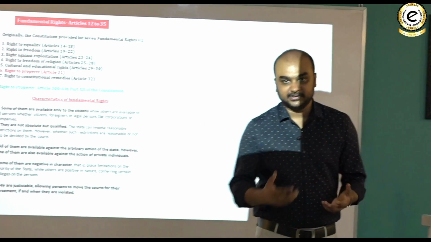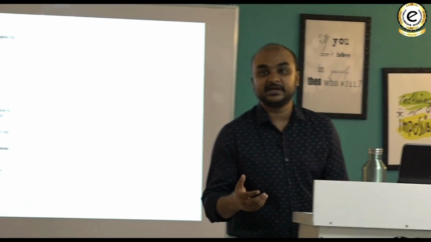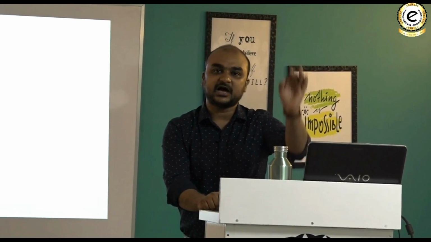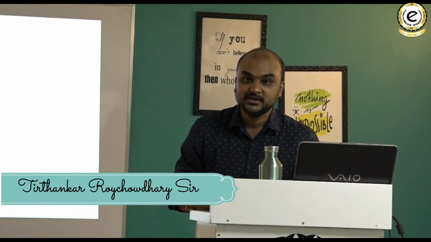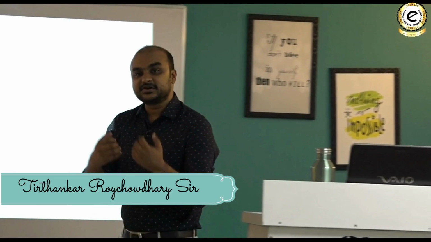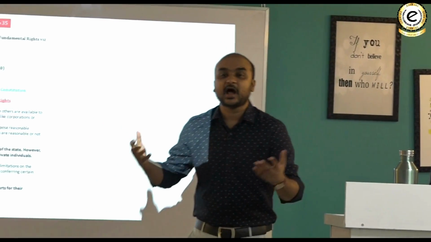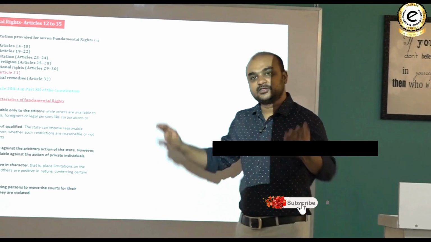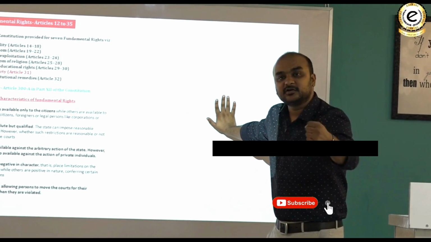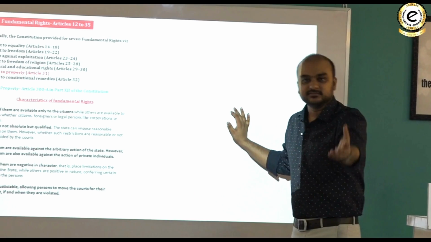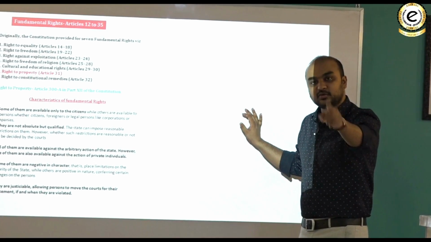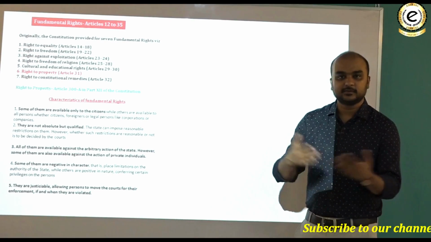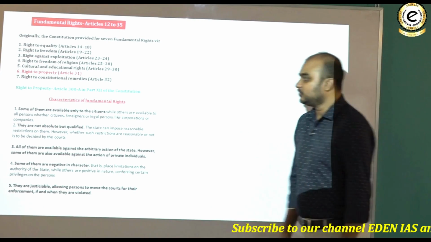Think of Article 15, which says that the state shall not discriminate against any citizen only on grounds of religion, race, caste, sex, place of birth, or any of them. So this right, which is the right not to be discriminated against in an arbitrary fashion by the state, is available only to the citizen. Similarly, think of Article 19, which confers some basic freedoms on the individual. They are also limited only to the citizens. Whereas think of Article 14, which says right to equality. It is available to everyone, citizens as well as non-citizens.